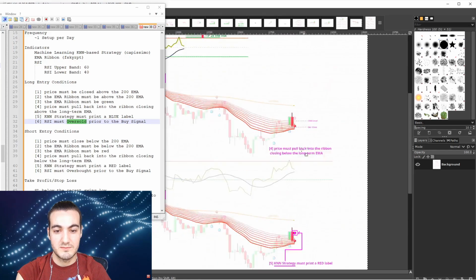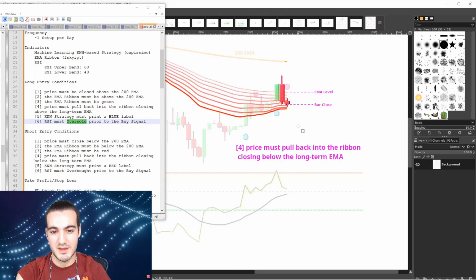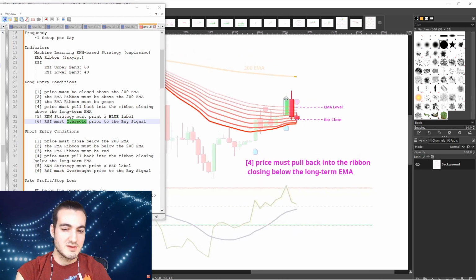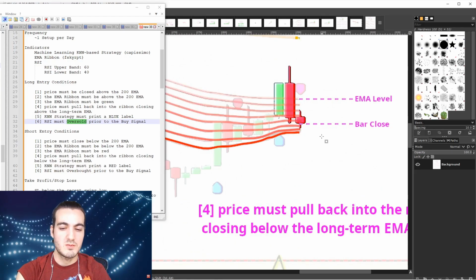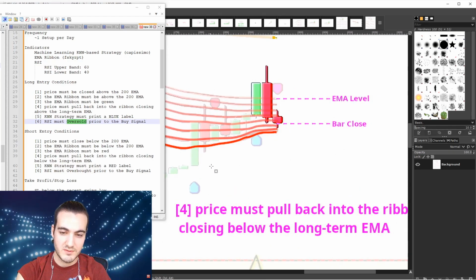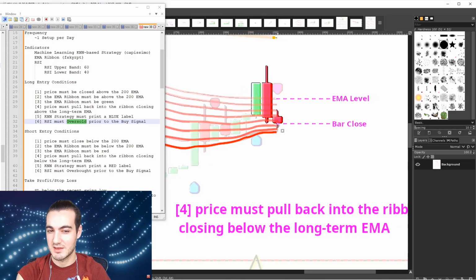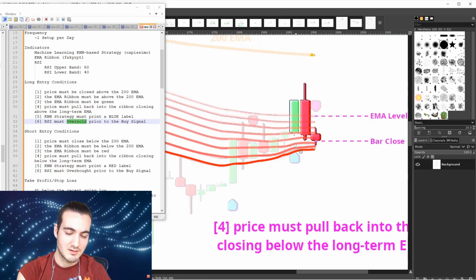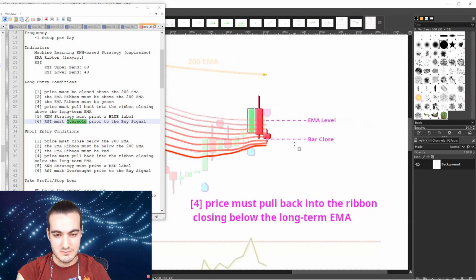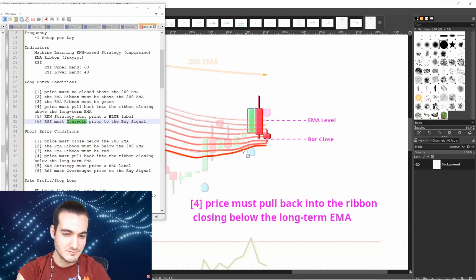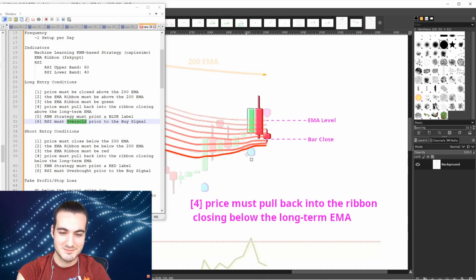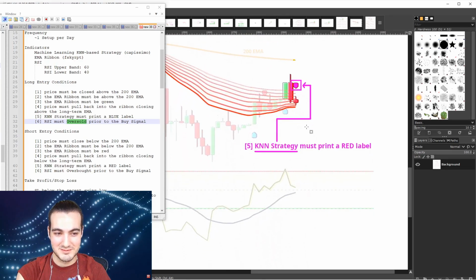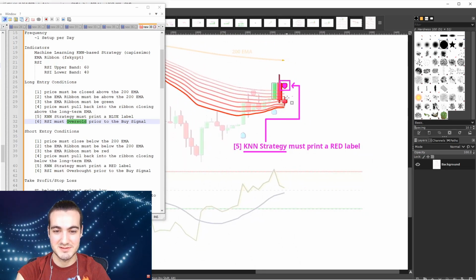1, 2, oh, we forgot one. Yeah, here we go. We're always forgetting the pullback, and I'm not entirely sure about the significance of this pullback or what he means by a pullback. I wonder if he means it exits the ribbon and then comes back into it, so that if it was in the ribbon the whole time, that would not be a setup we could use. But we'll just take that at face value, and we won't try to speculate too much on that. Okay, KNN strategy prints that magical math.